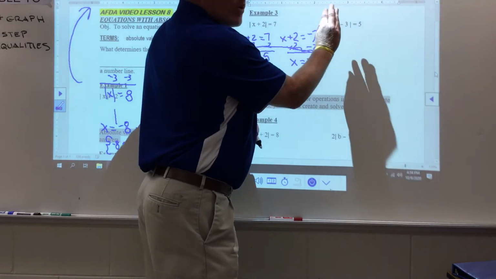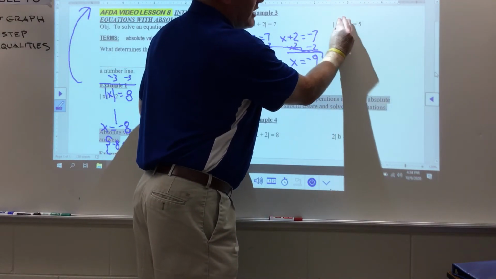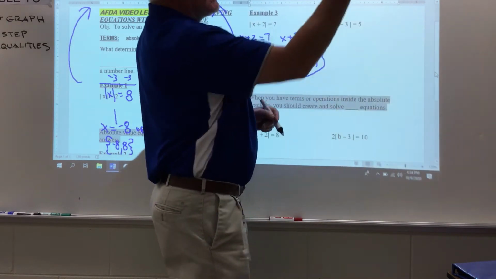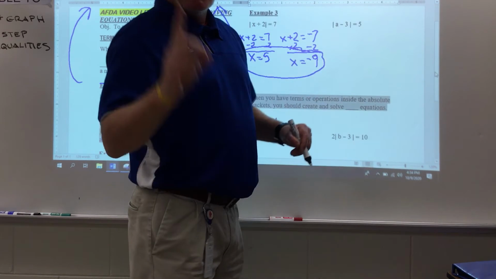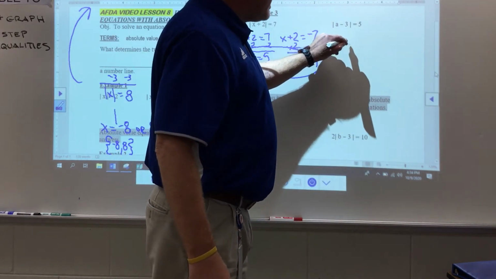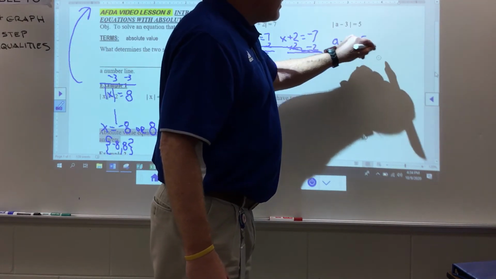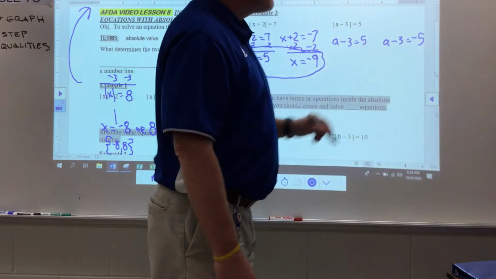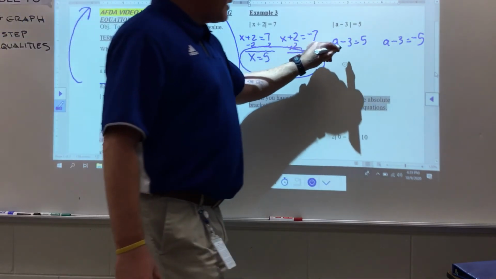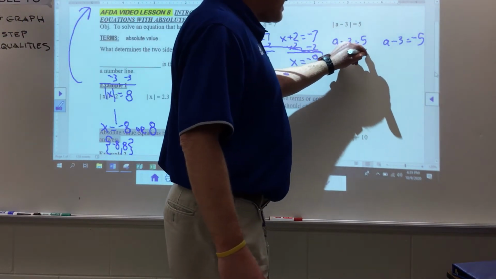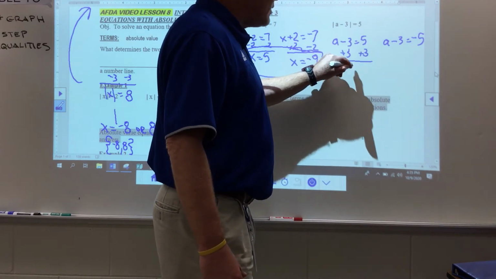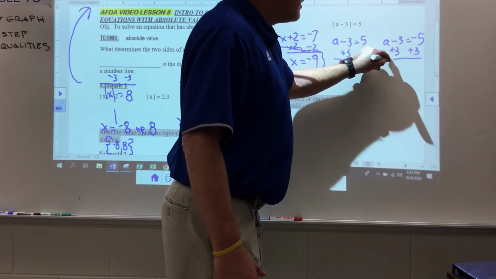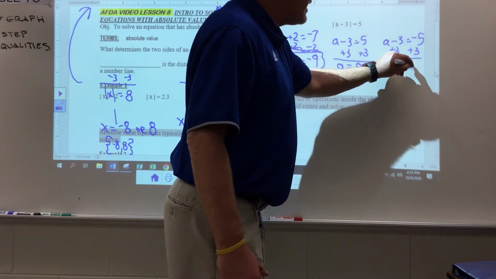Let's look at this. What I want you to do is visualize what's underneath my hand being either a 5 or -5, but it's not. It's an a minus 3. But we know that a minus 3 has got to equal a 5, or a minus 3 has got to equal a -5. Solve them real quick. Add 3 to both sides, we have a is equal to 8. Add 3 to both sides, we have a is equal to -2.